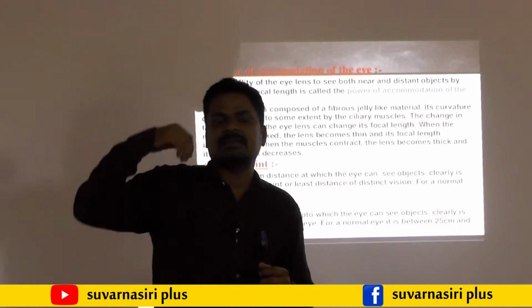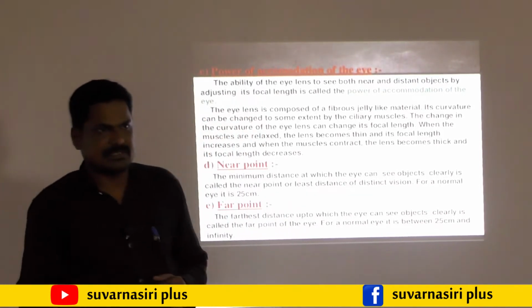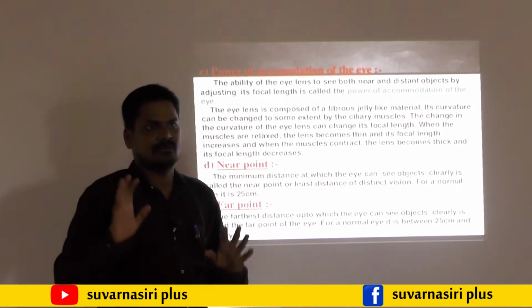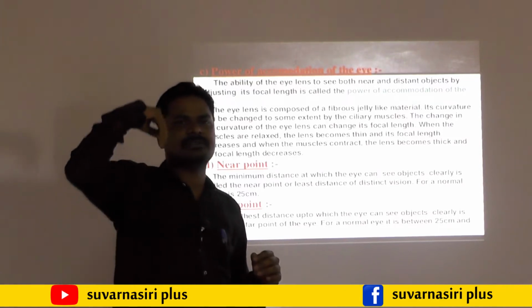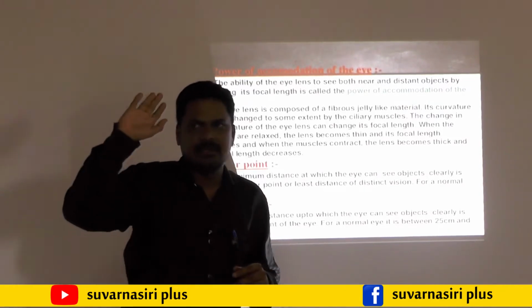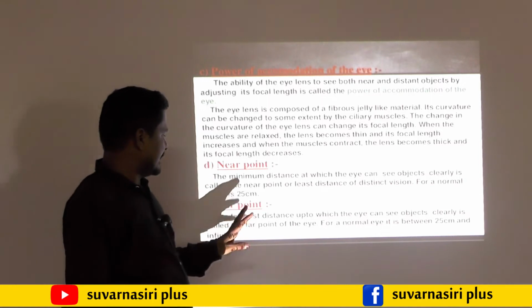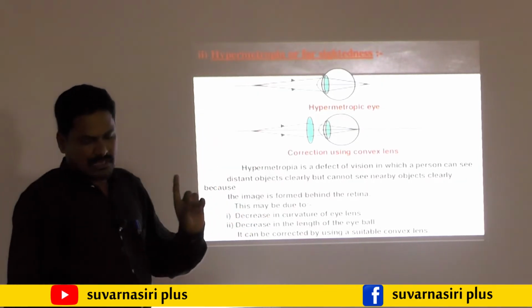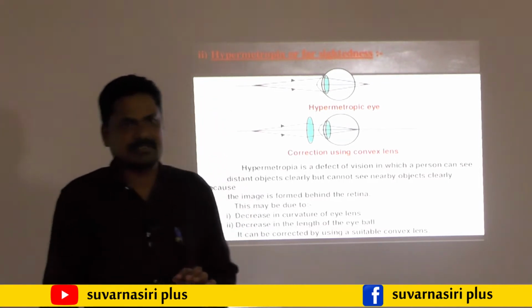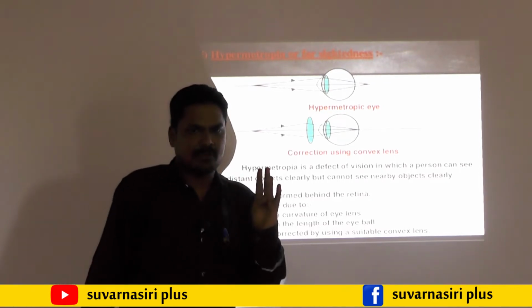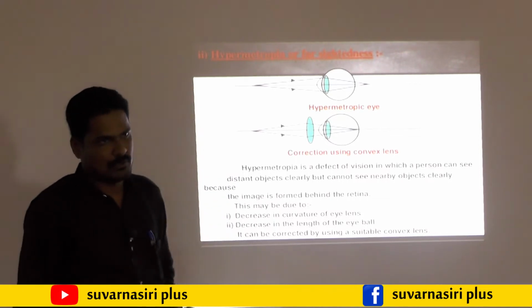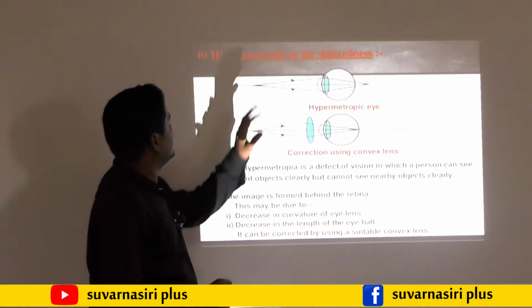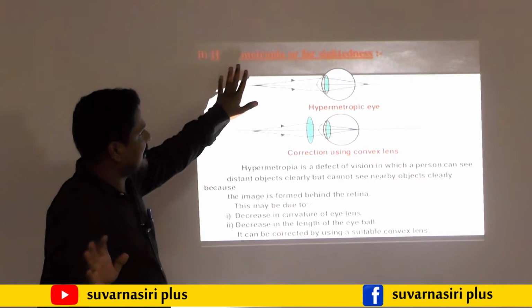Far point of the eye: we can see so much distance, it is nothing but infinity. So if we can see objects at infinity, that is the far point of the eye. I already told that there are so many defects. One is myopia and another one is hypermetropia. First of all, we have to study about hypermetropia.